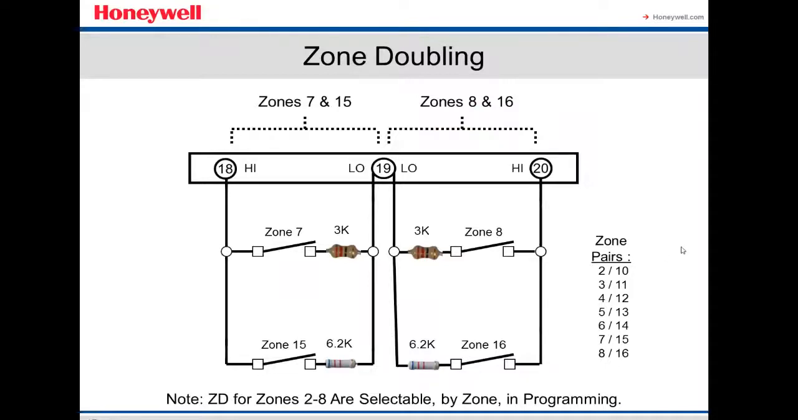If you double zone number 2, it's going to open number 10. If you double zone number 3, it's going to open 11. And so you can go on up to zone number 8, which is going to open zone 16. We always recommend when you double zones to also use the resistor at the end of the line, not at the panel. A lot of people use the resistor at the panel. We don't recommend that because it's easy to just breach the zone and then the alarm is going to be opened. We always put the resistor at the end of the device.